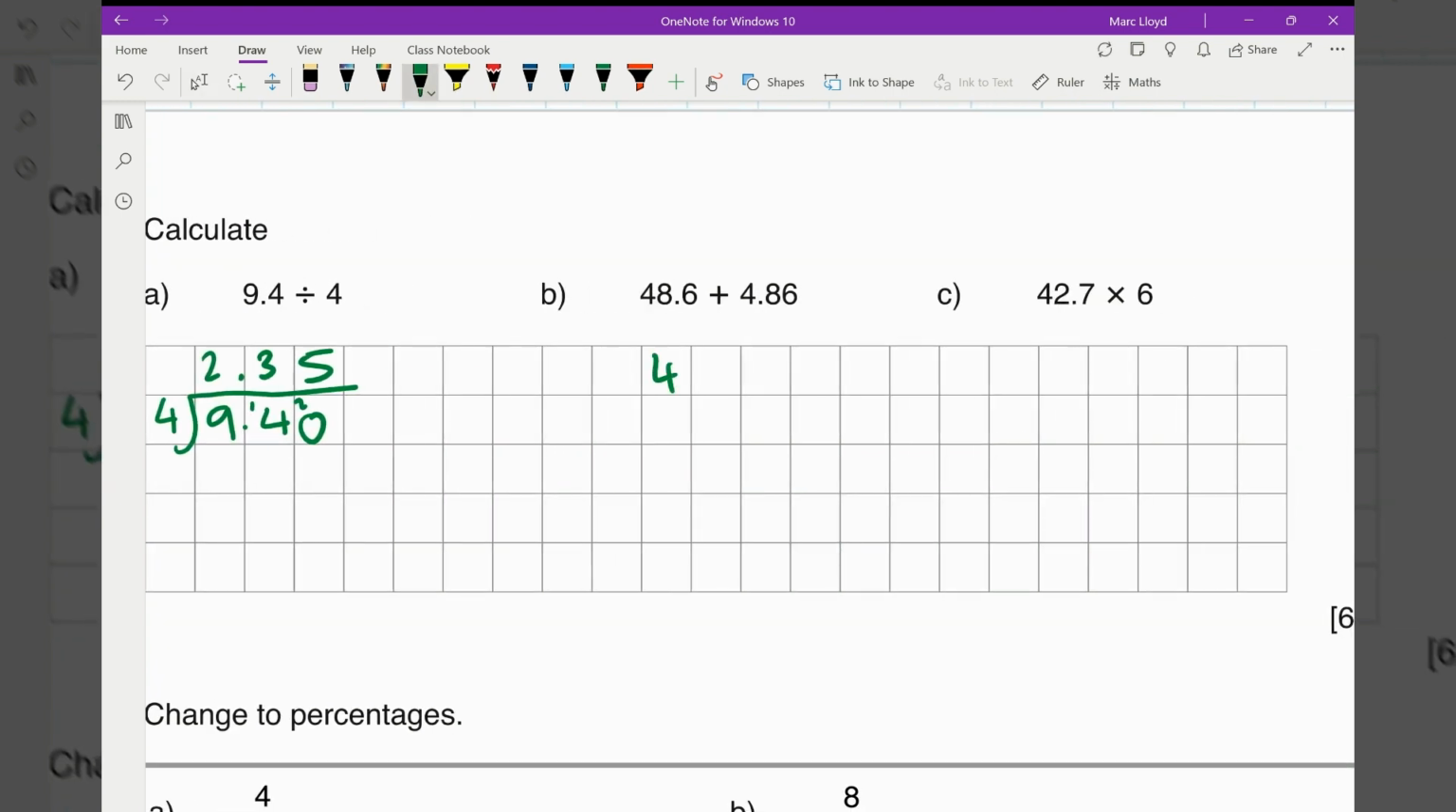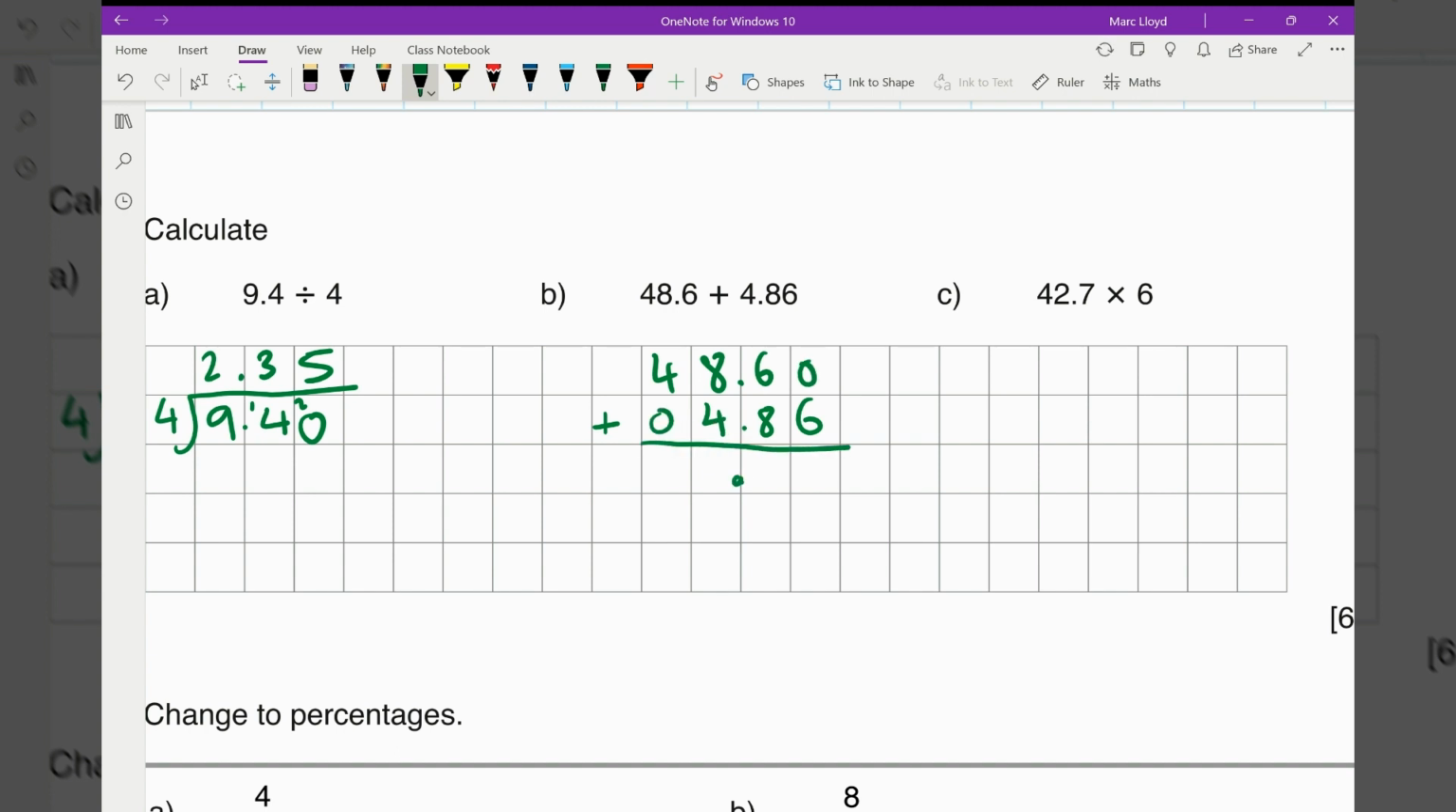Part B, 48.6 plus 4.86. So as you can see again, I'm using the squares and using them to have the numbers in the correct columns. And of course you can put some placeholders in if you want to.